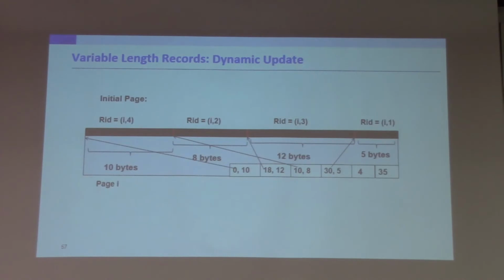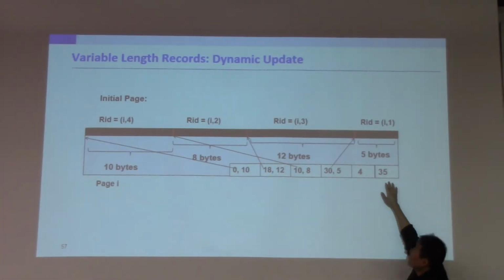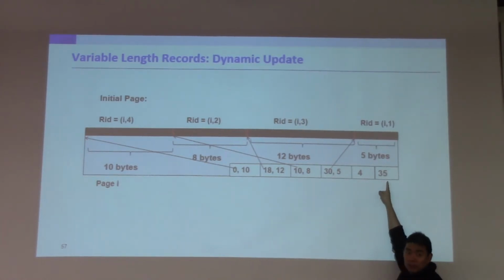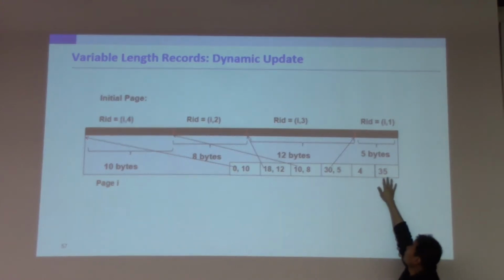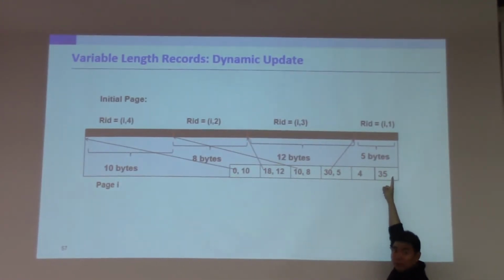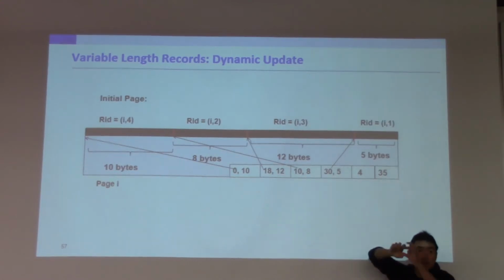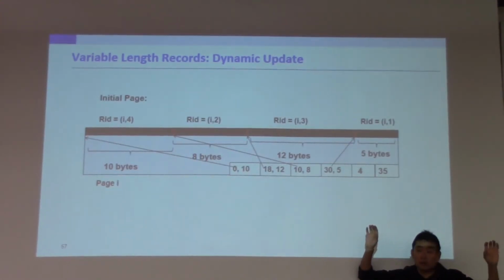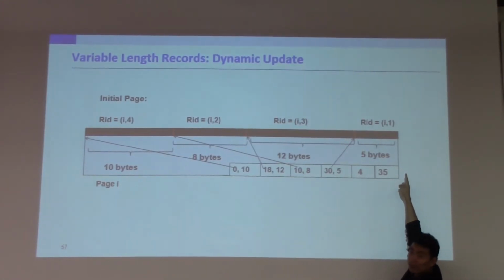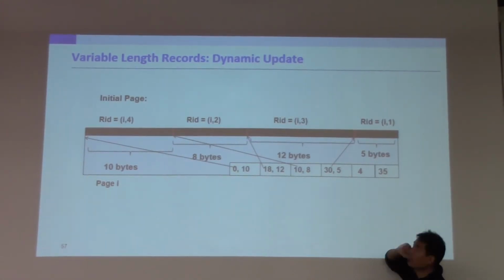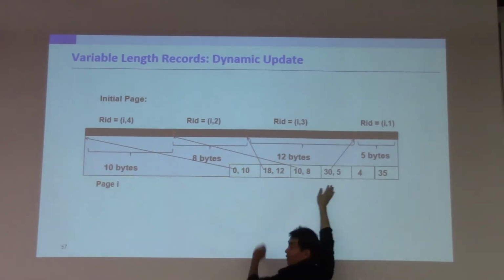So let's assume we have this particular state of your page. Right? This is one particular state of your page. The way you understand this is, can someone tell me what this means? 35? It points to the end of the record space, the beginning of the free space, which means the total record space now is 35 bytes, which basically corresponds to that very last boundary of the last record. 4 indicates there are 4 slot entries here.